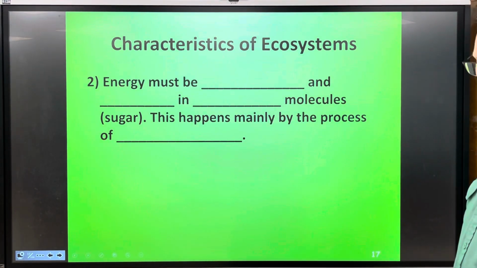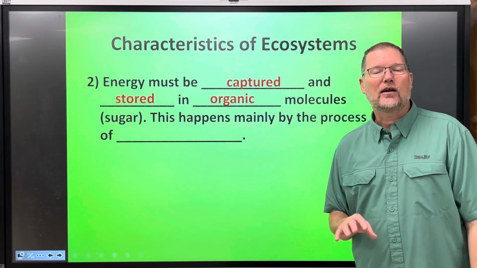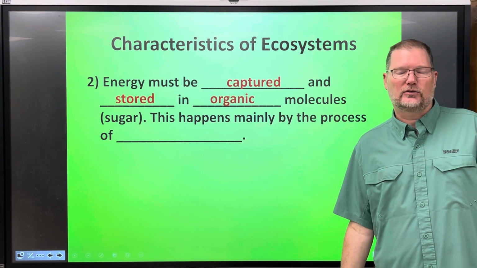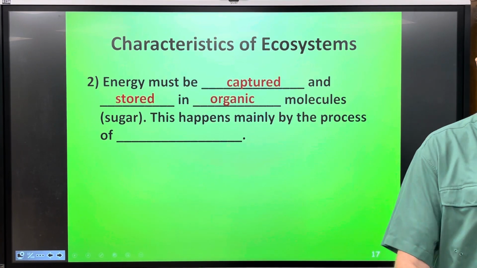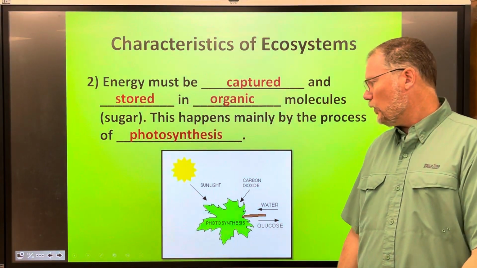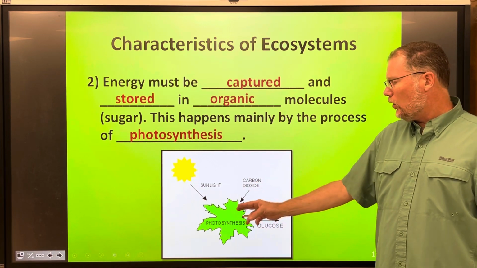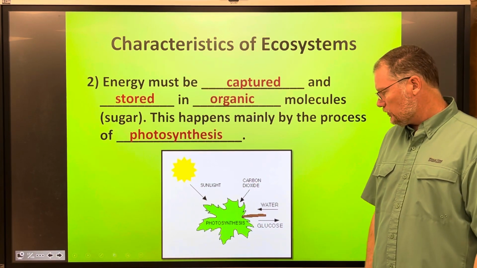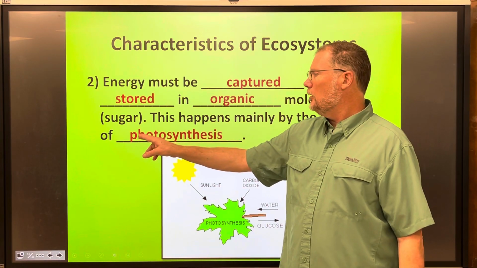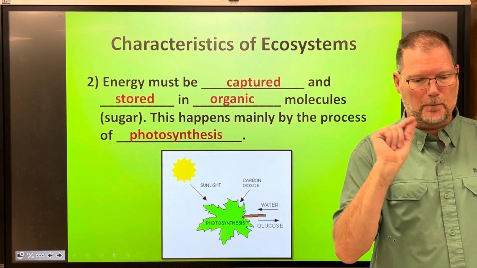The second one is the energy has to be captured and stored in organic molecules. If there's plenty of energy, but it's not being utilized in any way, then you can't have a functioning ecosystem. And this happens mainly by the process of, and you already know the answer, photosynthesis, where sunlight drives the intake of carbon dioxide and water, which produces oxygen and glucose. There's no oxygen coming out of here, but you know that there is. And this could also be chemosynthesis, which is what happens down in the bottom of the ocean in the hydrothermal vents, right?